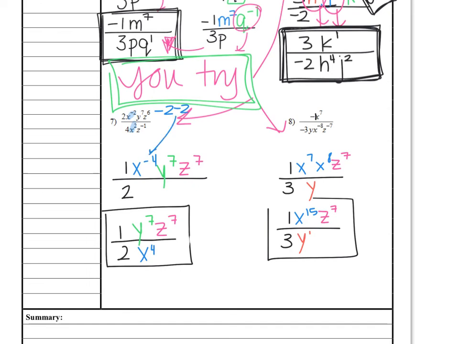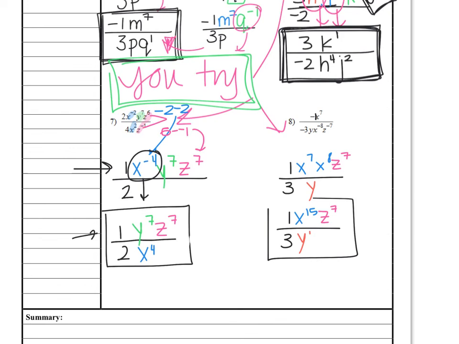And then I looked at my y values. Y, I have just y to the 7th, so that stayed. And then for z's, we have z to the 6th, and it's being divided by z to the negative first. So when I take those, positive 6 minus negative 1 gives me that z to the 7th. And then I recognize that this has to drop down. So that's the only change from this step here to this step here.